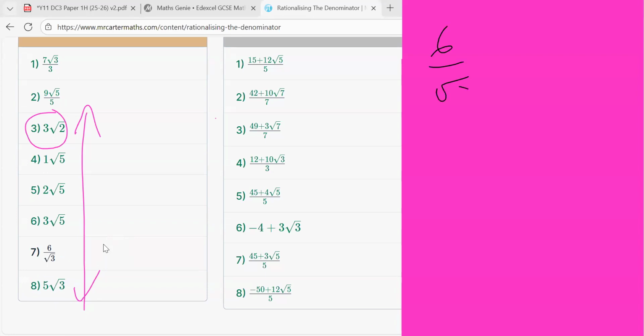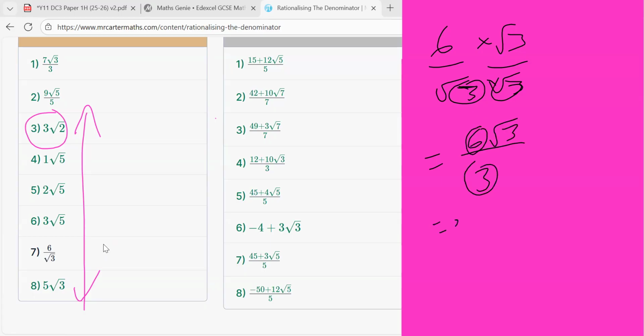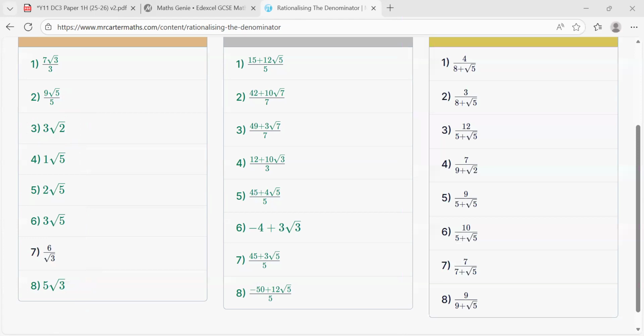So 6 root 3 over root 3. Because it's root 3 at the bottom, I'm going to times by root 3. So these are the same numbers. They cancel to just 3. 6 root 3, 6 divided by 3 gives me 2 root 3. So that's important because sometimes we have exam questions like that. All right. So I know we haven't covered the silver questions, but for those who have answered silver questions, have a look. And if there's anything you want me to cover, let me know. I'll have a look at chat to see if there's anything that I have not done or missed.